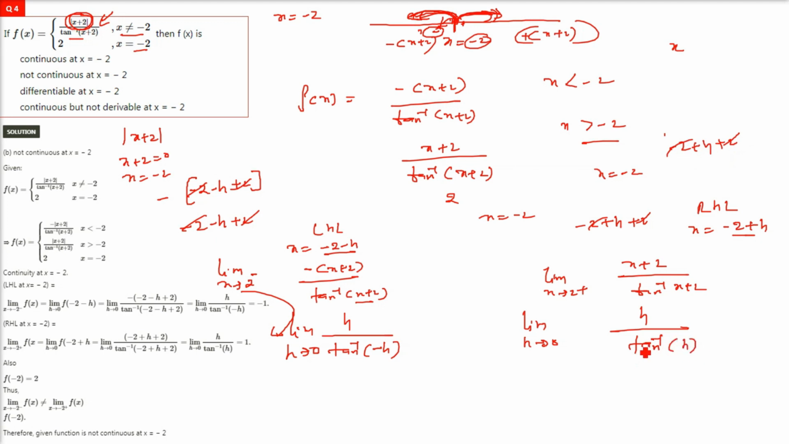Now please remember, sine minus theta is minus sine theta, tan minus theta is minus tan theta, tan inverse minus theta is minus tan inverse theta, right? Tan inverse of negative theta is negative tan inverse theta. Also, sine theta by theta or tan theta by theta, limit theta tends to 0, this amounts to 1. This is equal to 1.